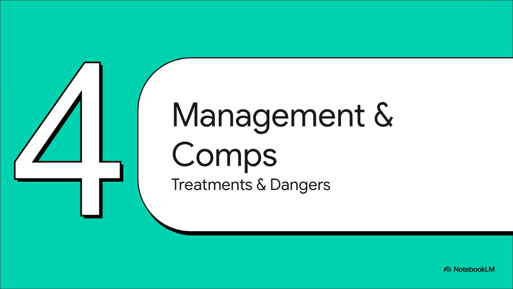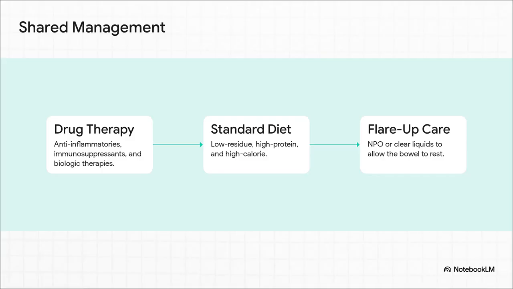So we know how to tell them apart, but what do we do about them? This next part is all about the treatment plans and the very different dangers that can pop up for these patients down the road. You know, it's kind of funny. For two diseases that are so different, a lot of the day-to-day management is almost identical. For both, we use things like anti-inflammatories and immunosuppressants to calm everything down. And the diet goals are the same too. Low residue to not irritate the bowel, but packed with protein and calories to prevent malnutrition.